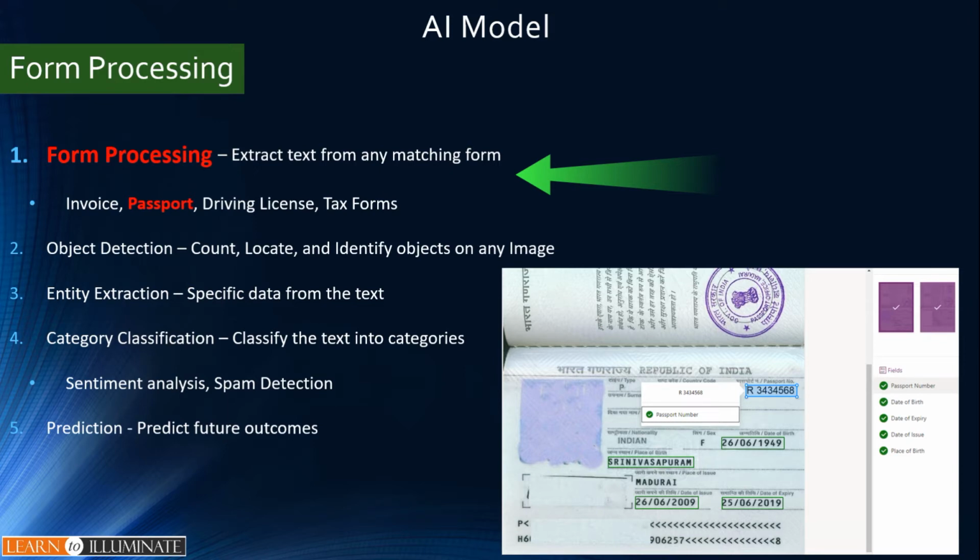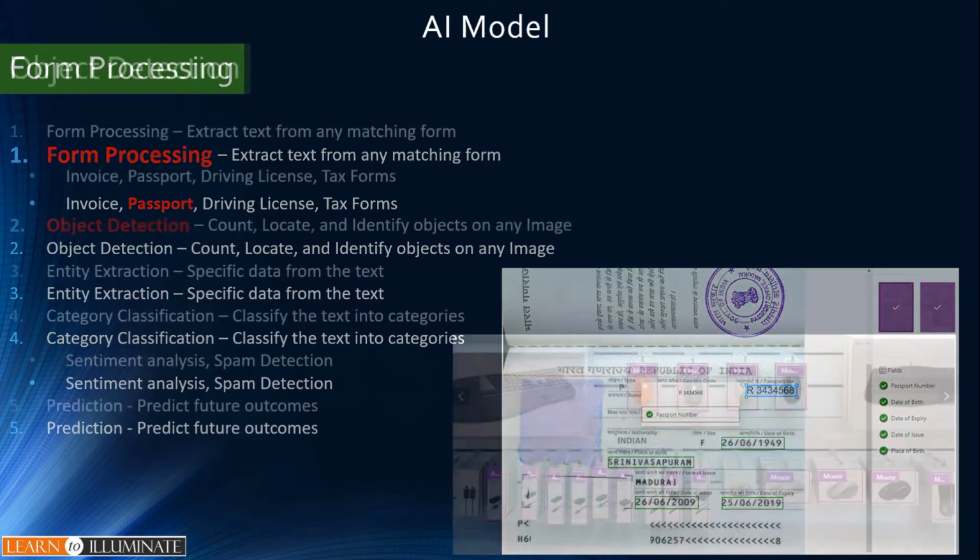This image shows how we trained. Microsoft recommends a minimum of 5 documents to train, but it is better to train the model with more documents. And the use case is basically using form processing, we can process invoices, passports, driving licenses, or tax forms.